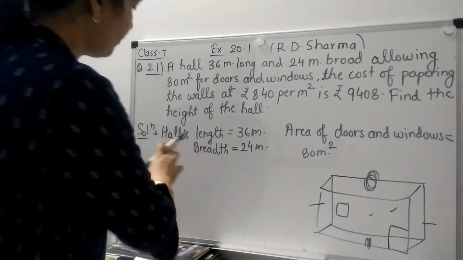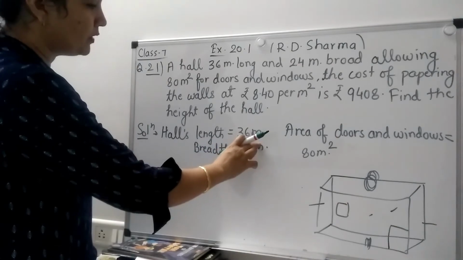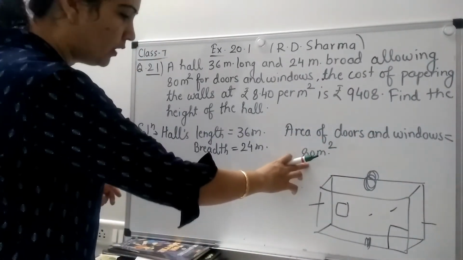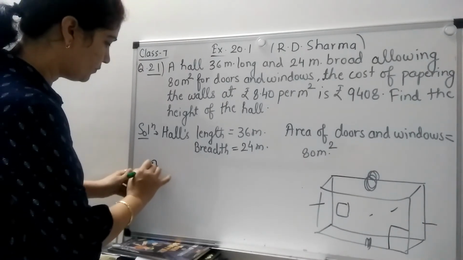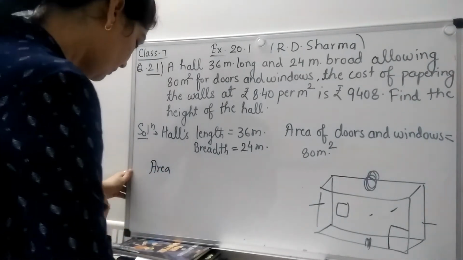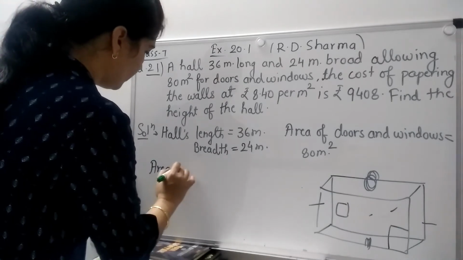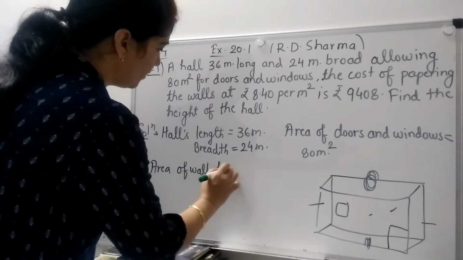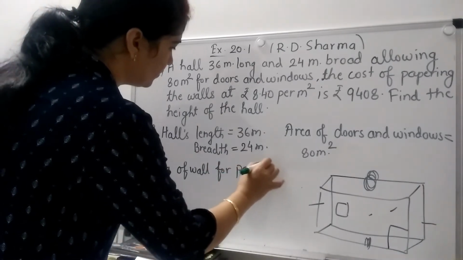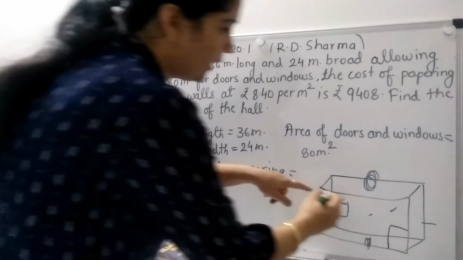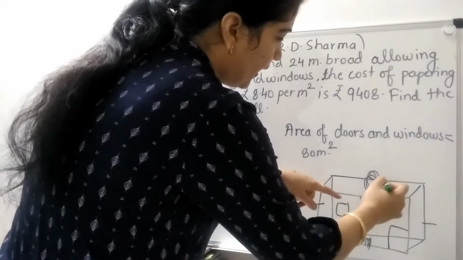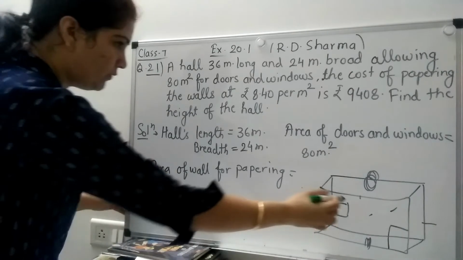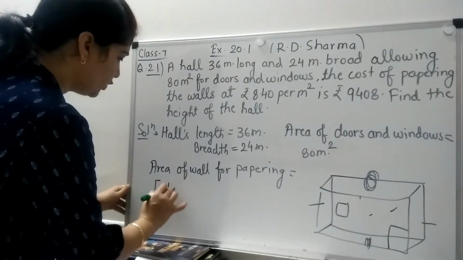So to save the time, I have written hall's length is given 36 meter, breadth is 24 meter, and area of doors and windows is 80 meter square given. So the area of wall for papering will be, these all are rectangles. It will be length into breadth or length into height. So here we will write, there are only 4 sides. So length into height.